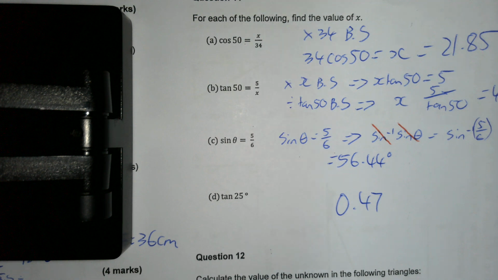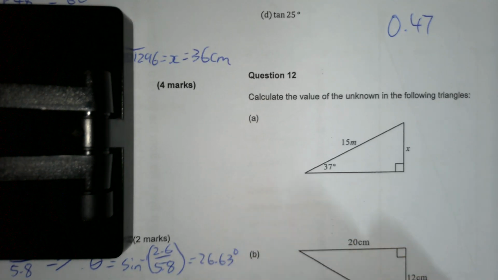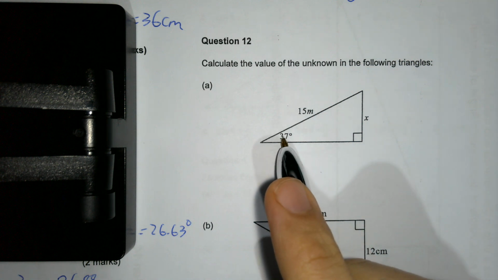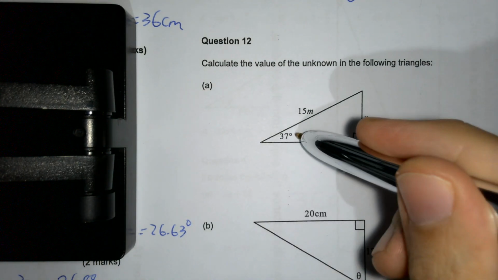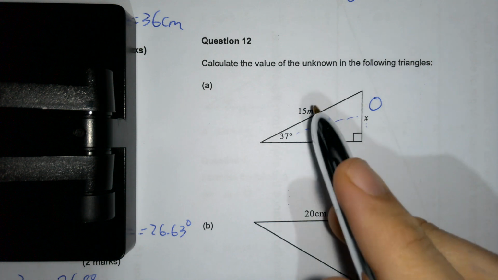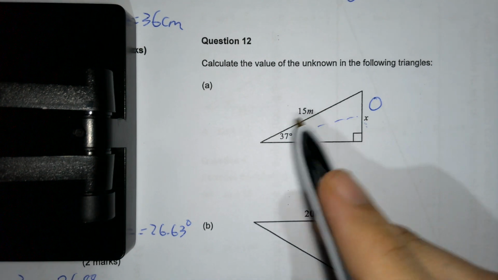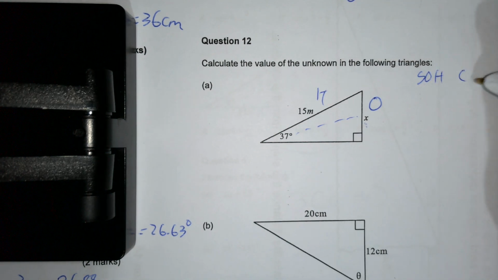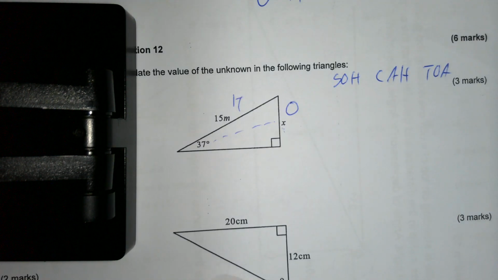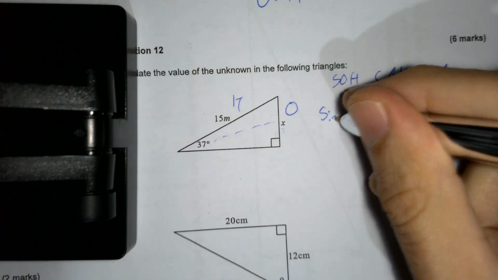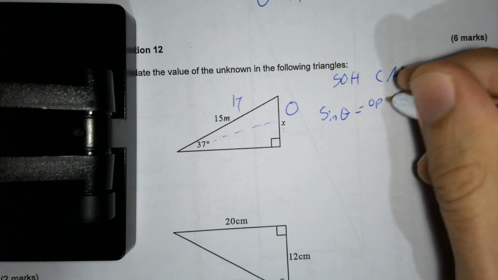Okay, last ones on this page. Calculate the value of the unknown in the following triangles. There's my angle. This is opposite that angle, so that's the opposite side where my x is. That's the thing I'm trying to solve for. I've also got a hypotenuse. So I've got an O and an H. Which of these functions am I going to use? I have an O and an H. It's this one: sine theta equals opposite over hypotenuse.